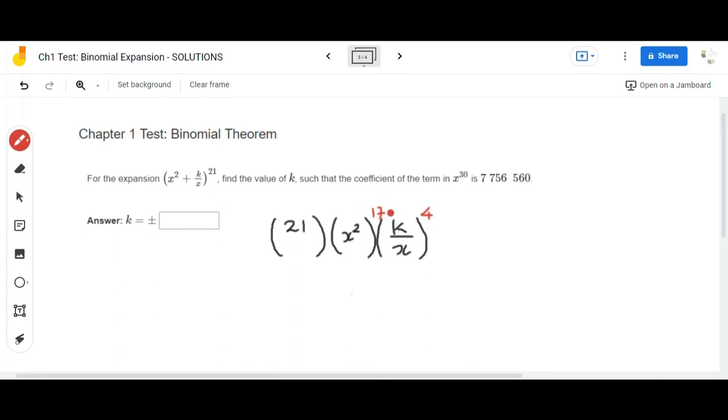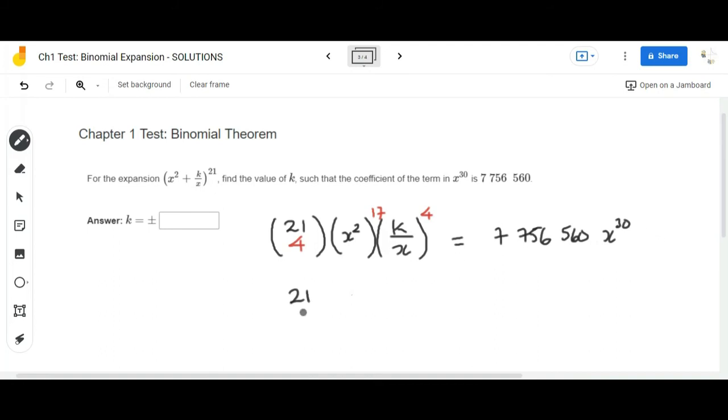We get 34 x's in the numerator once we multiply those powers, and only 4 x's in the denominator, which means I'll probably just say 21 choose 4 is my combination here. So that sets up this equation, which is going to be 7.7 million, we'll call that one. That exact number should produce that coefficient on the x to the 30th term.